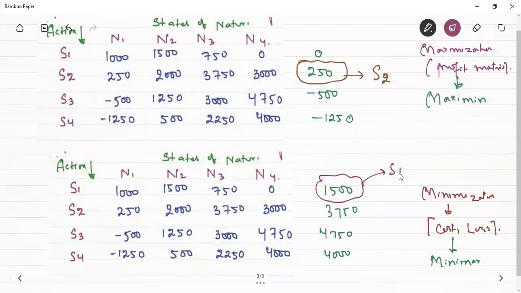So these are the optimism criteria, and we have discussed both the cases. For the optimism, if it is a maximization problem, we will use the maximax, and if it is the minimization problem, we will use the minimin criteria. And after that, this was actually the pessimism criteria.